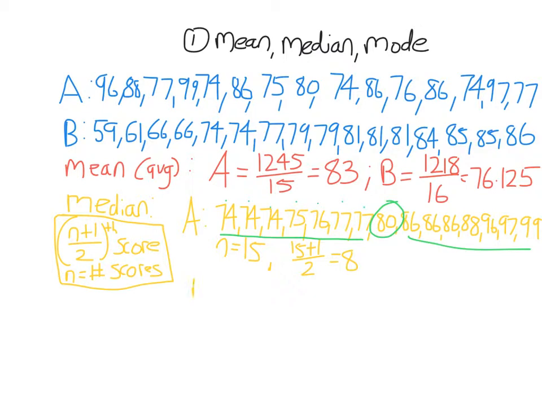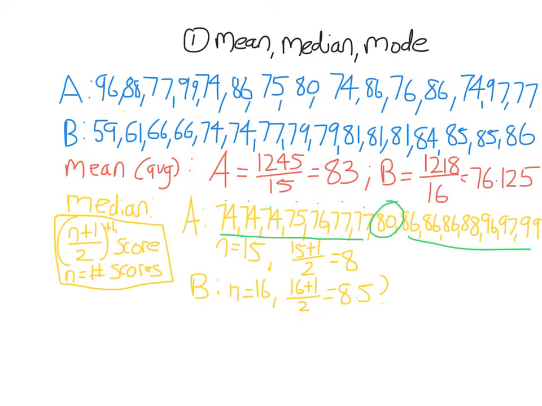Now let's look at Class B. Well, Class B, the scores are already in order. But now there are 16 scores. So 16 plus 1 divided by 2 gives you 8.5. What does that mean? How can we have the 8.5th score? Well, when you have an even number of scores, the median is going to be the average of the two middle scores. So 8.5 means that we're going to take the 8th score and the 9th score and go halfway between them. So let's go to B.